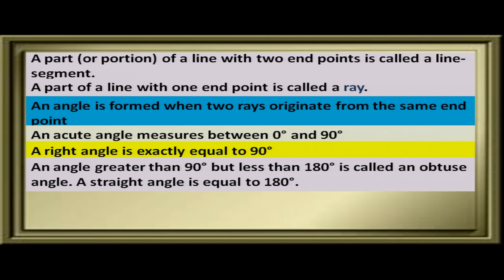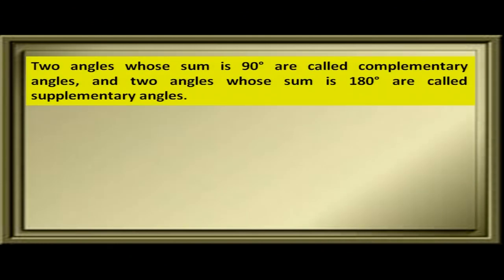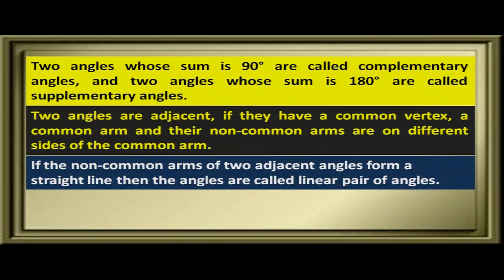A straight angle is equal to 180 degree. An angle which is greater than 180 degree but less than 360 degree is called a reflex angle. Two angles whose sum is 90 degree are called complementary angles, and two angles whose sum is 180 degree are called supplementary angles. Two angles are adjacent if they have a common vertex, a common arm, and their non-common arms are on different sides of the common arm. If the non-common arms of two adjacent angles form a straight line, then the angles are called a linear pair of angles.